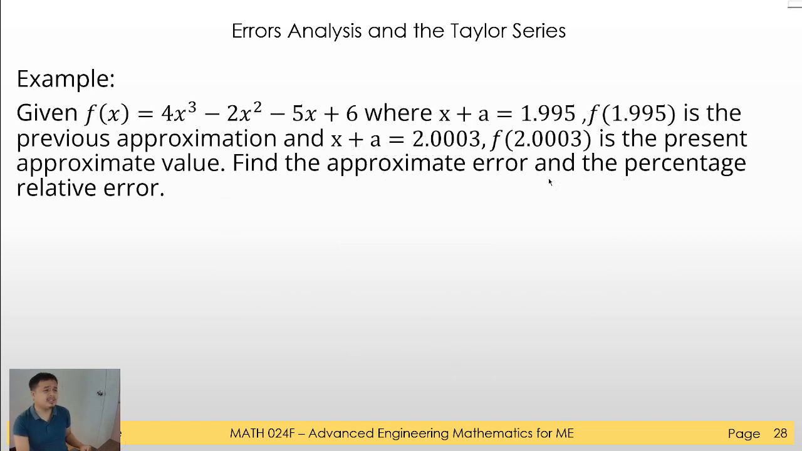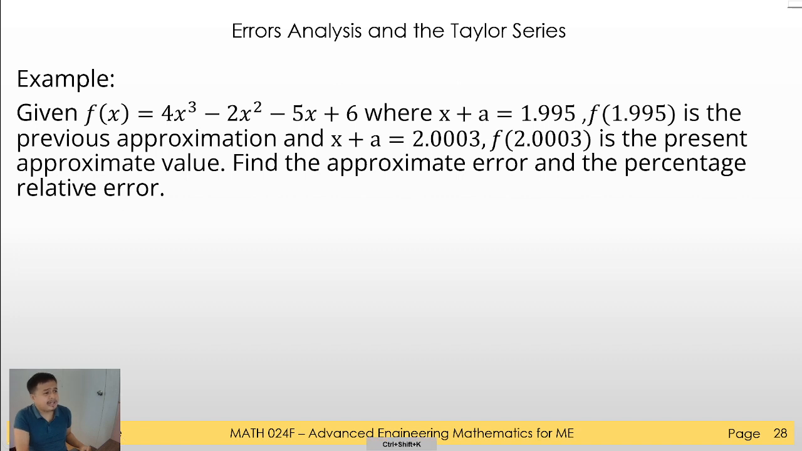Okay, so let's say we have a given scenario here again. We have a given function, where x plus a is equal to 1.995, f of 1.995 is the previous approximation, and x plus a is equal to 2.003, so f of 2.003 is the present approximate value. So find the approximate error and the percentage relative error. If it is not discussed, we should put here approximate. If the context is we could not find the true solution, we should find the approximate relative error.